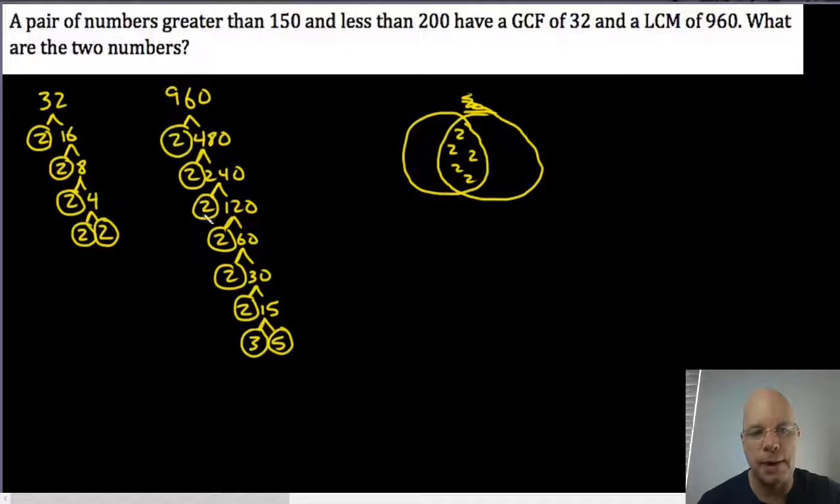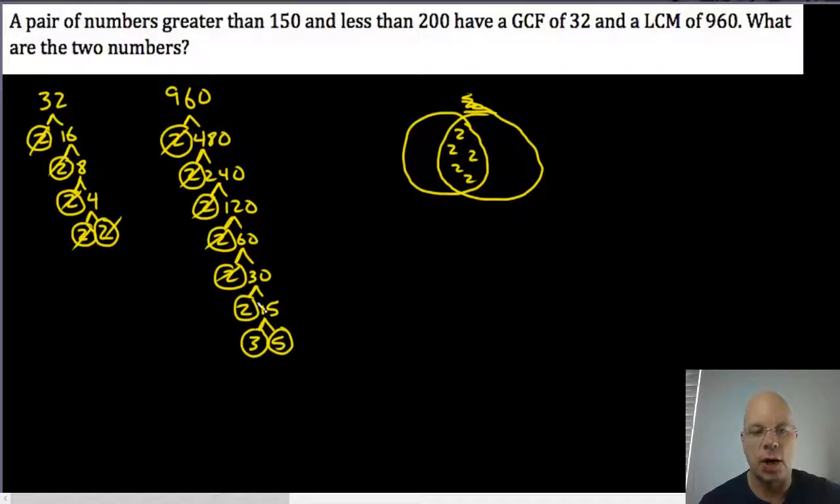So all of these prime factors have to land in this Venn diagram somewhere. But many of them are already in the Venn diagram, right? Because the GCF has already been determined to be 32. So if I cross off these 5 2's that I've placed in the intersection, I should cross off 5 of these 2's because I don't need to figure out where they go. I know where they go. We're left with a 2, a 3, and a 5.